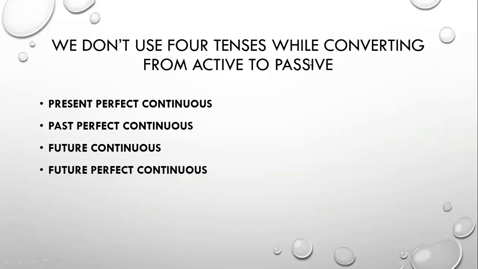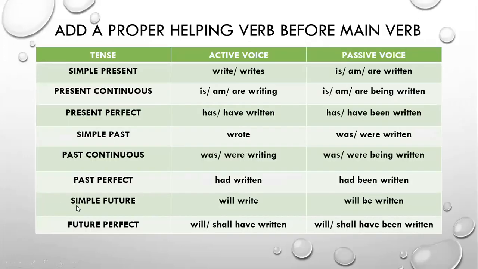Next, we don't use four tenses while converting from active to passive voice because it is not visible in English grammar to convert these tenses into passive voice. The tenses are present perfect continuous, past perfect continuous, future continuous, and future perfect continuous. We cannot convert these tenses into passive voice. That is why here future continuous is missing. We cannot convert it into passive voice. Okay.